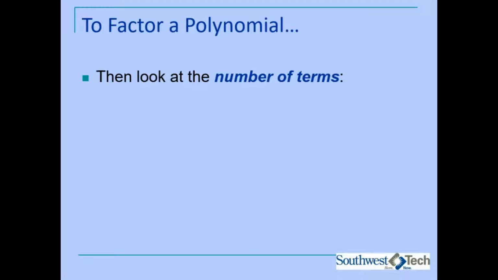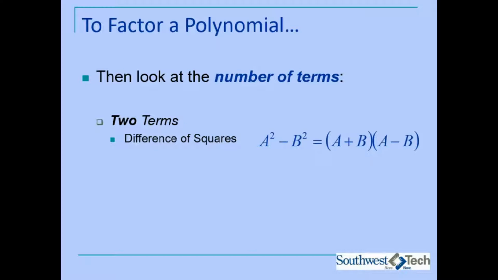Next step is to look at the number of terms. If there are 2 terms, we want to check to see if we have a difference of squares, then factor accordingly. Difference of squares, a squared minus b squared, factors into conjugates with the first and second terms being the same, one a sum and one a difference.